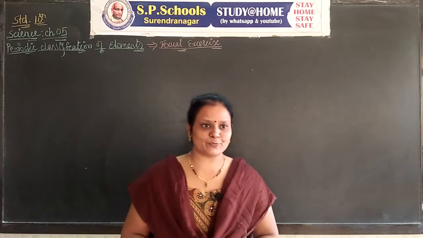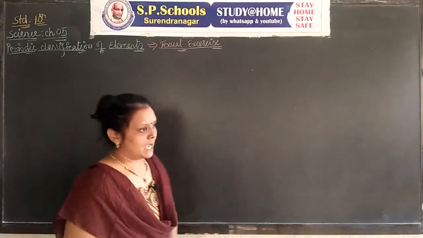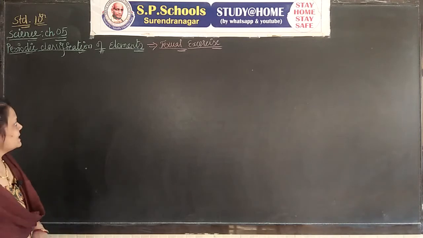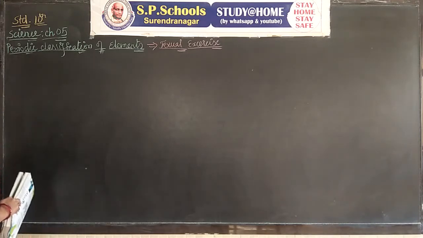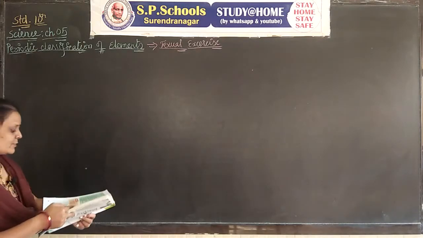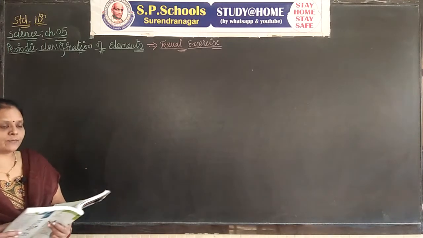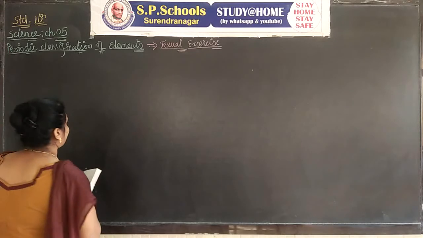Hello friends, in chapter number 5, periodic table, the table of elements. Let's continue with exercise. Question number 7. The question number 7 says that nitrogen atomic number 7. Let's write it.